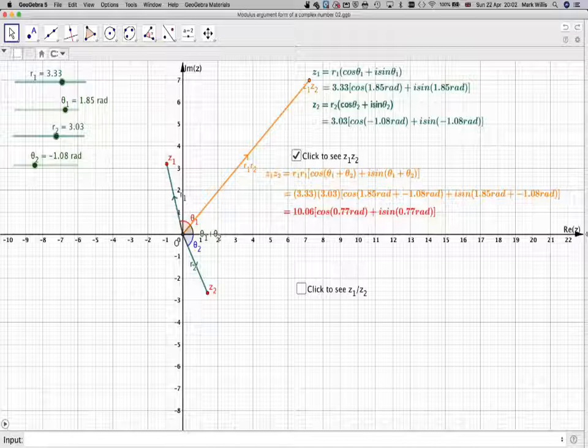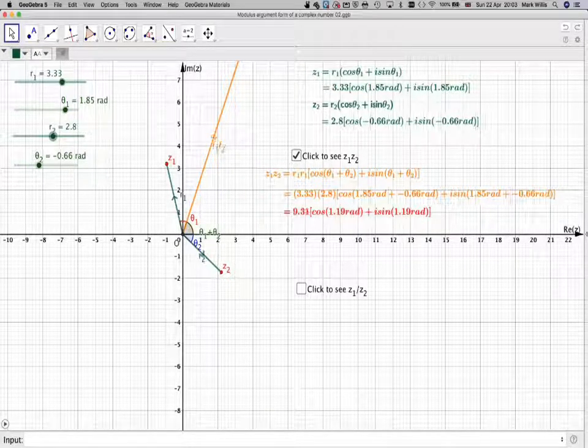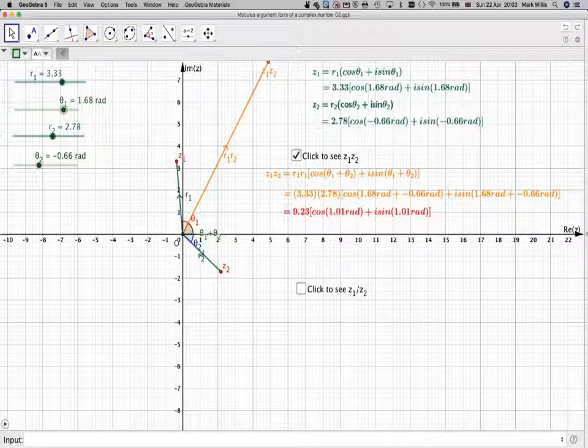is going to be, in this case, 0.77 radians. And if we multiply the 3.33 and 3.03, we'll get 10.06 for R. That's what we're saying. And we can move these around a bit if you want. Okay, let's just put it back. Right, let's get rid of that to make it clearer.